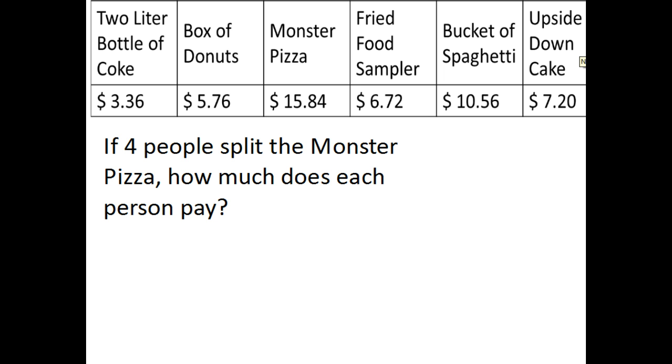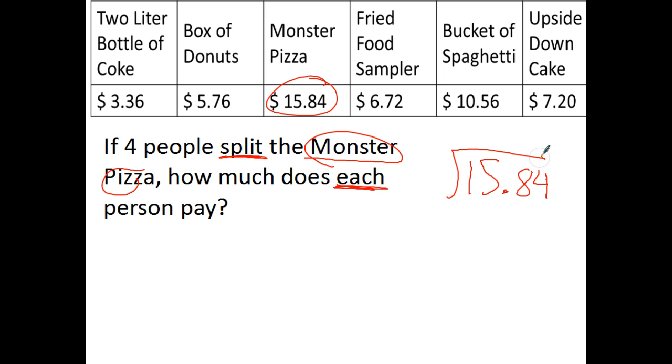Well, we got a couple of clues that tell us what's going on here. So we're buying a monster pizza, which costs $15.84. I see the word split and I see the word each. Both of those tell me I'm going to be dividing. So I'm going to take the 1584, divide by the number of people, which is 4, put my decimal point up there. So I'm really taking $15.84 divided by 4.